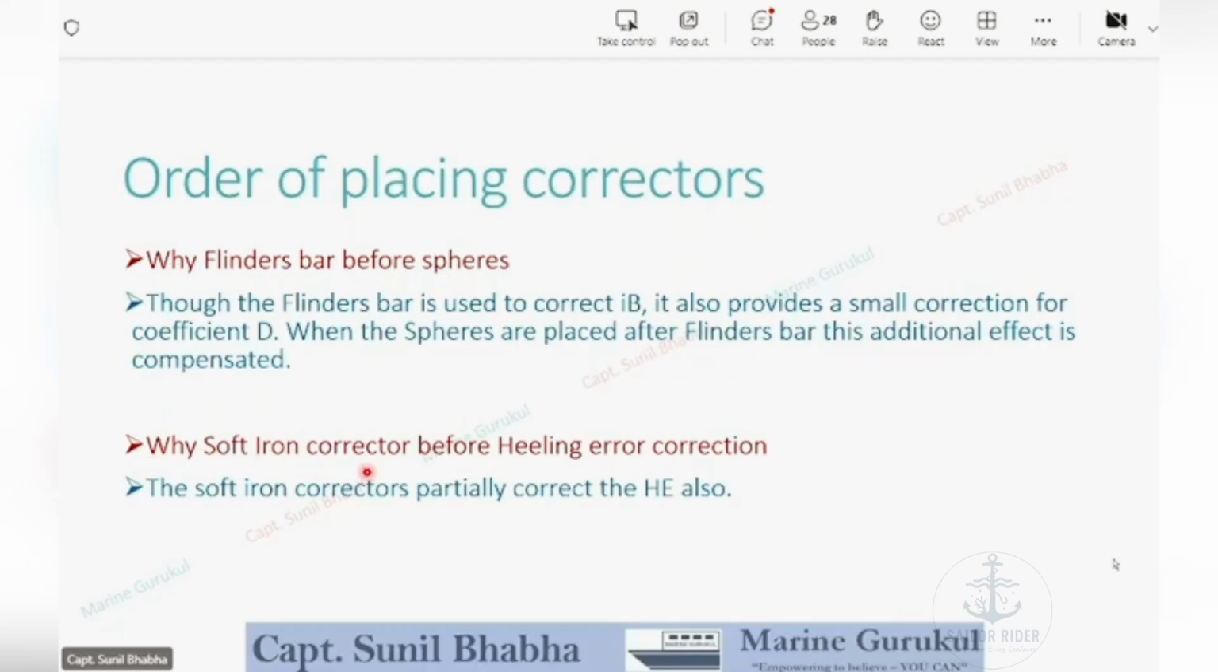Second, why the soft iron correctors are placed before the heeling error permanent magnet correctors. The soft iron correctors partially correct the heeling error. So once you place the soft iron corrector, the heeling error is corrected partially and whatever heeling error remains can then be corrected by placing the heeling error correctors. In case the soft iron correction is not done before, the heeling error correction will be overdone. The heeling error will be over-corrected.